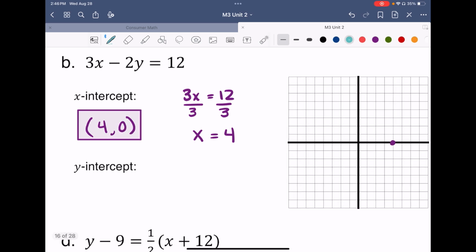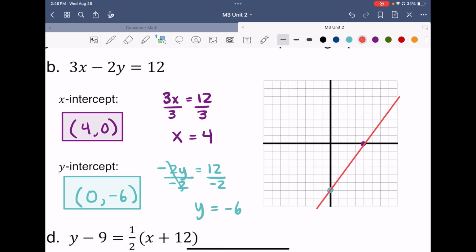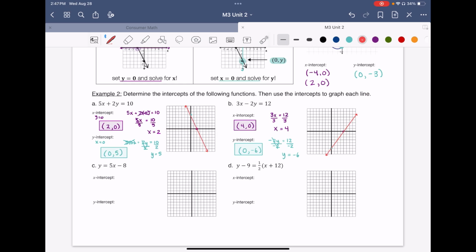Now for my y-intercept, again, I can basically ignore all of x, because for the y-intercept, x equals 0. So I can ignore all of x, and I just focus on the negative 2y equals 12. Divide by negative 2, and I get y equals negative 6. So my y-intercept is (0, -6). And I'm going to go ahead and plot that there, and I'm going to connect my 2 coordinate points, and there is my line.